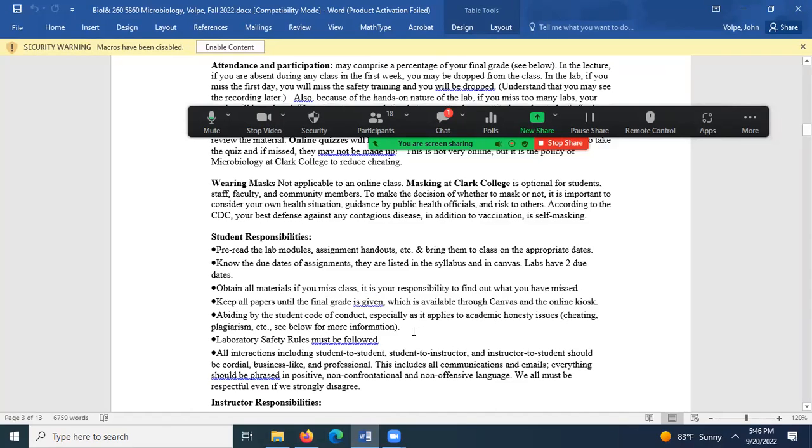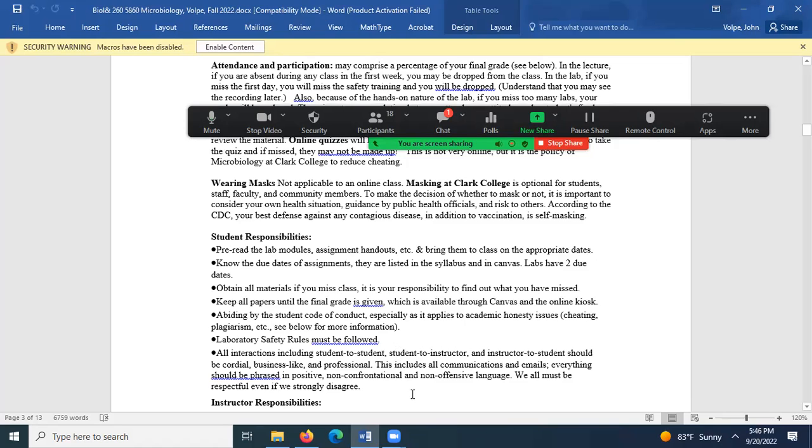You should follow the student code of conduct, especially if it applies to academic honesty. Cheating and plagiarism are not allowed in class, and I'll talk a little bit about that in a little bit. The lab safety rules must be followed. We'll talk more about that when we come to the lab.